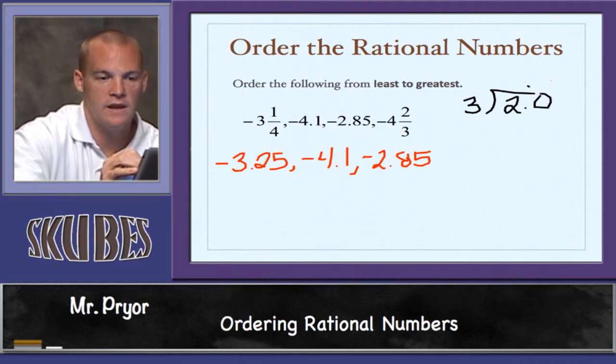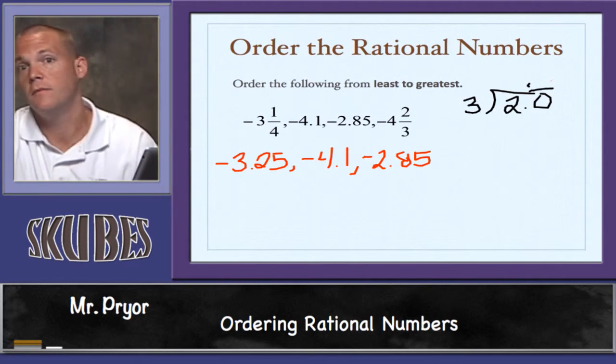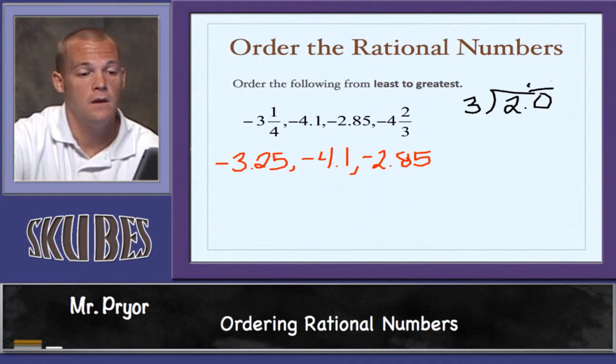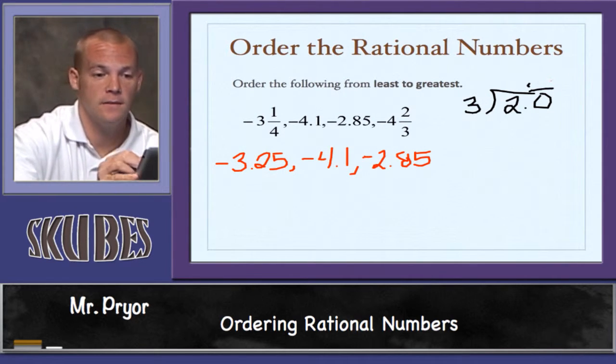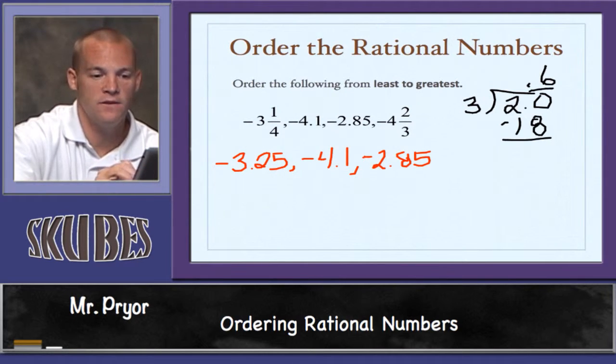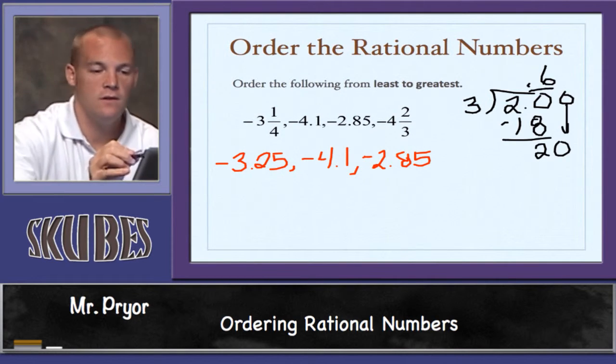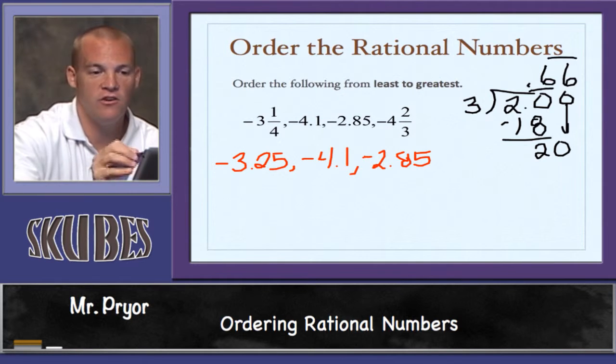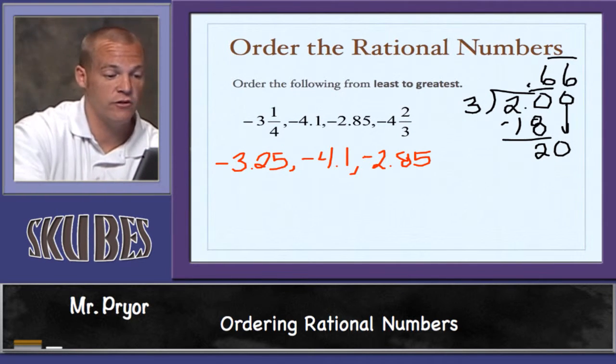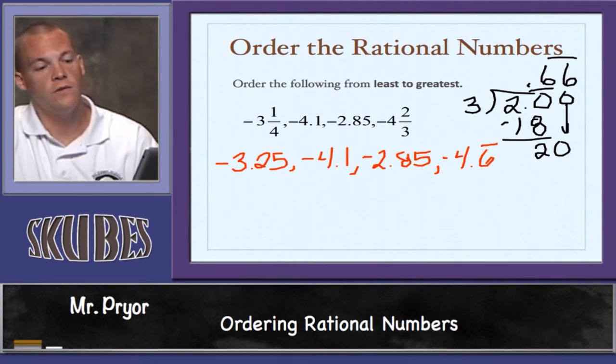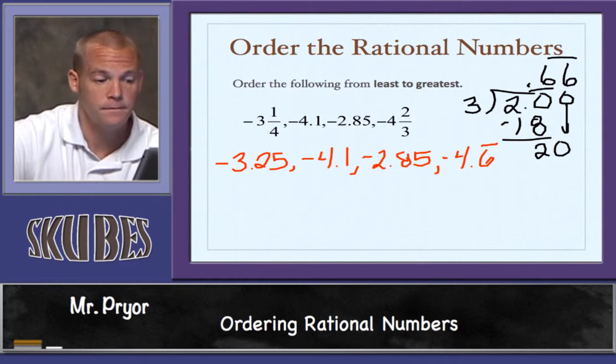All right, and again, because 3 can't go into 2, you can see that I'm adding that decimal, moving my decimal directly straight up. And 3 goes into 20 6 times. All right, and that gives us 18 after we multiply. We subtract, bring down another 0. 3 goes into 20. You can see it's going to go in 6 times, and we're going to have repetition. So just as we saw before, this is actually going to repeat. So our last decimal is negative 4.6 repeating.